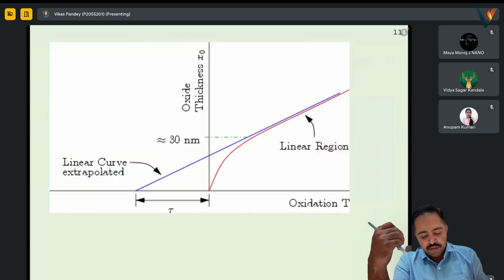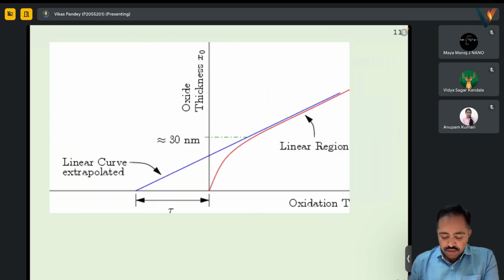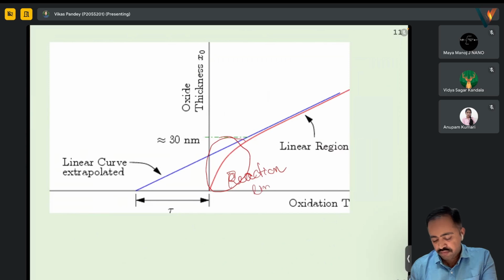At first, this area is reaction limited. And later on, when we have this red, the original plot, it is saying that approximately after 30 nanometer, we will see the linear region, or the diffusion limited growth.